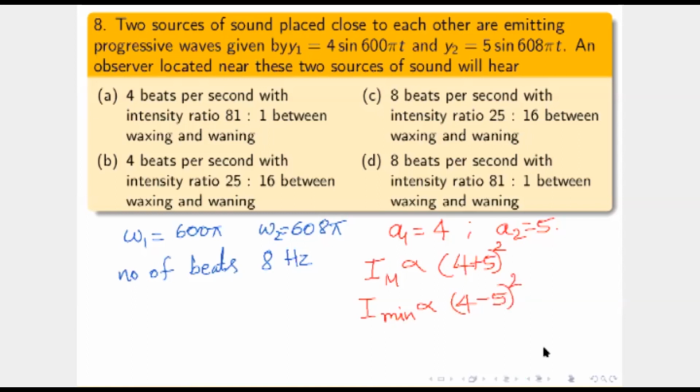So the ratio between waxing and waning of intensity is equal to I max by I minimum, that is equal to 4 plus 5 whole squared, that is 9 squared is 81, divided by 4 minus 5 is minus 1, and its squared is 1 alone. So the ratio is 81 is to 1. So option D is correct.